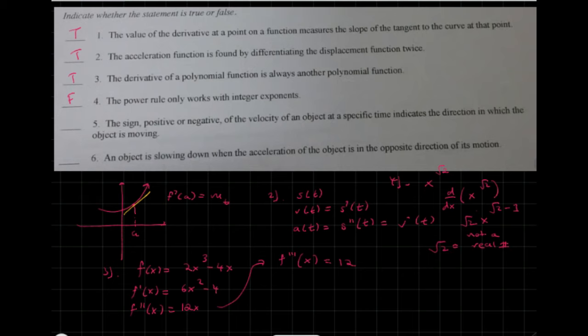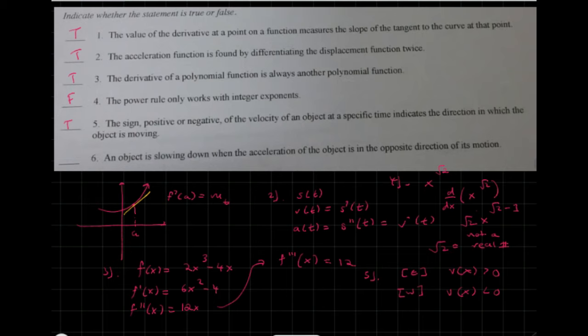For question 5, the sign, positive or negative, of the velocity of an object at a specific time indicates the direction in which the object is moving. This is true, right? So if we say that east is the positive direction, v of t is greater than 0, but then if we're looking at the opposite direction, west, then velocity would be negative. Now, this would be basically vice versa. If west was the positive direction, then east would be the negative direction, right? So the direction is implied by the negative or the positive sign of velocity.